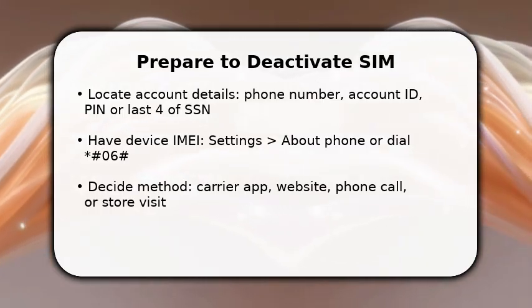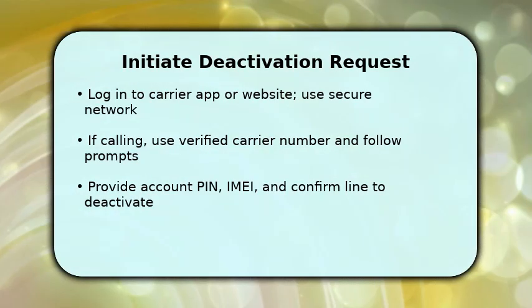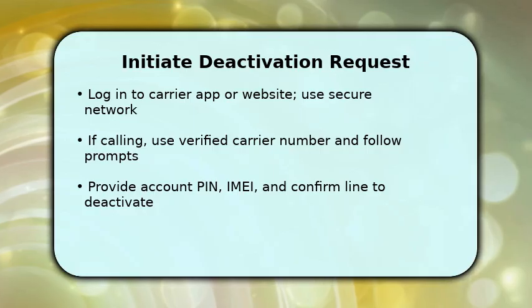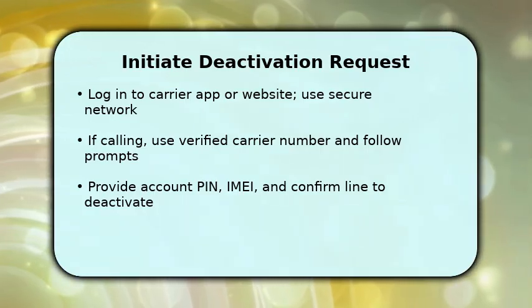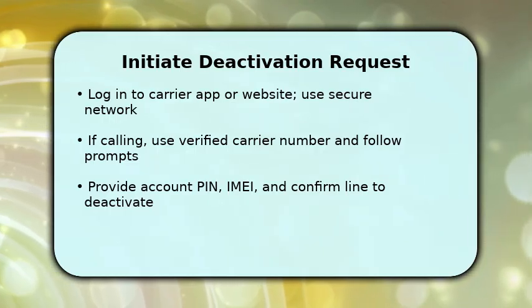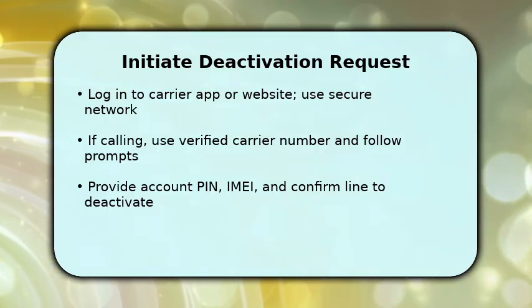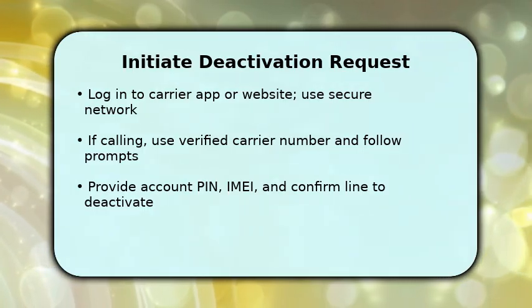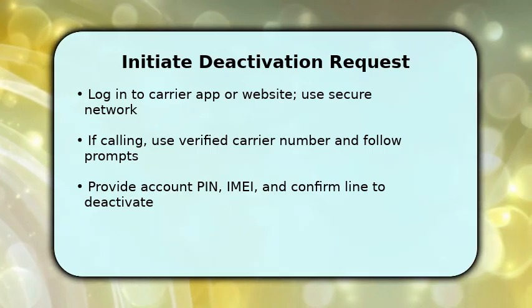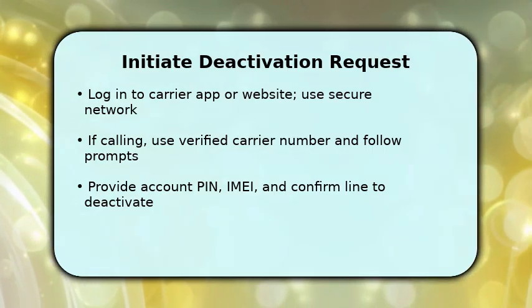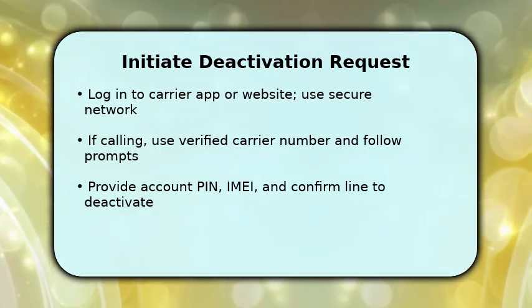You next initiate the deactivation. Log into the carrier app or website over a secure network and find the line management or device settings. If you call, dial the verified carrier number and follow prompts to reach account support. Be ready to verify identity. When prompted, give the account PIN, IMEI, or phone number and explicitly state you want the SIM deactivated. Make sure to confirm which line and whether deactivation is immediate or scheduled.